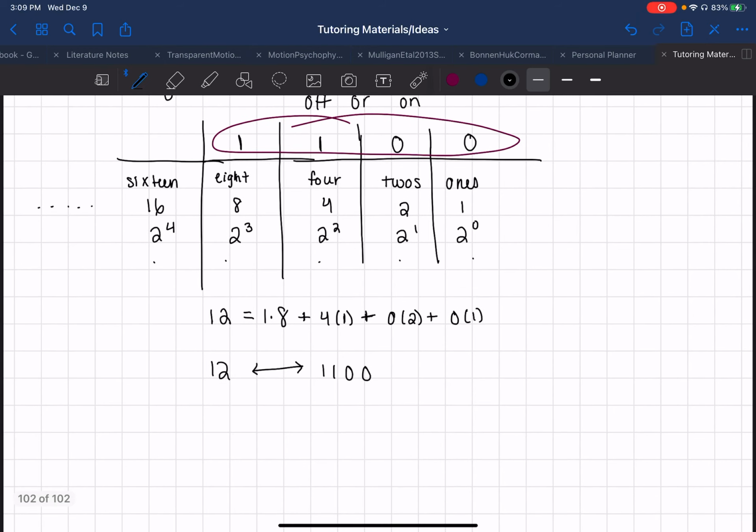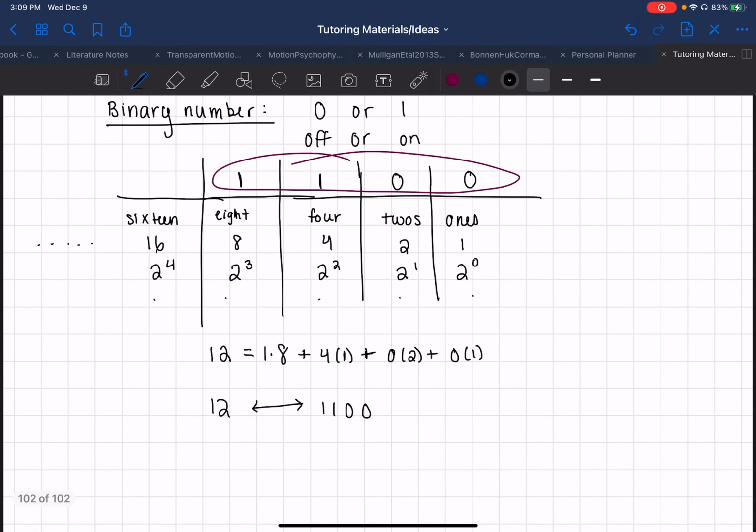Okay, and then the other way around I think is a little bit self-explanatory. I probably shouldn't have circled that guy. Oh well. But if we want to go the other way around and I give you a binary string, so let's say I give you 10101, what is the decimal number for this?